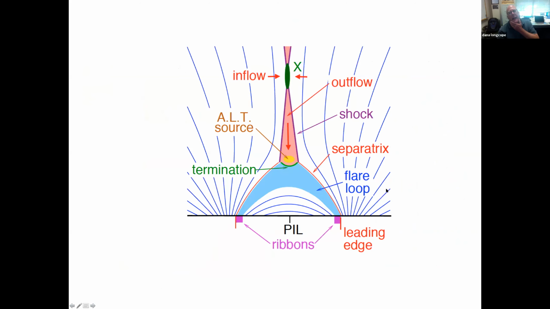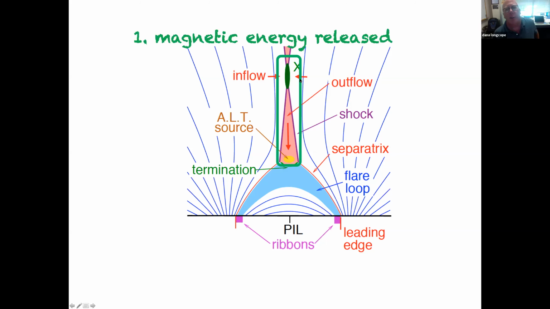I want to now talk about four things that go on in this flare model. So I've gotten rid of the CME. We're not going to talk about that anymore. The first thing that happens in this flare, or the first step in a flare, is that magnetic energy is released. That's the reconnection part. You bring the magnetic field lines together, you reconnect them. I'll show you in a bit what that really means.